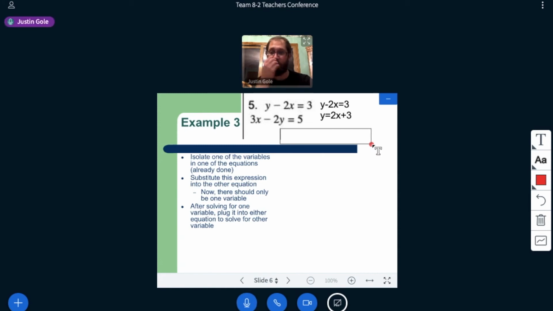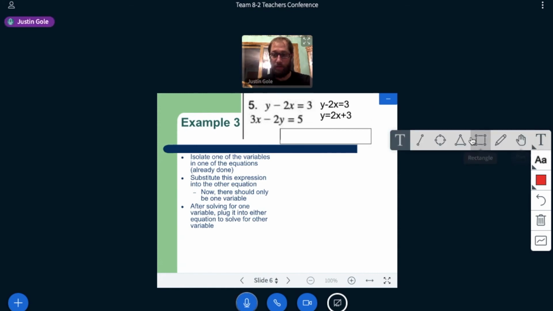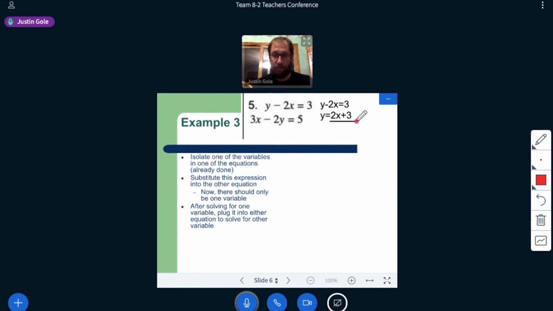Now I'm going to take the phrase that I found, the same phrase from earlier, 2x plus 3. You know what y is. This is what y is, right? Y equals 2x plus 3. So over here, I'm going to put 3x minus 2 times 2x plus 3 equals 5.